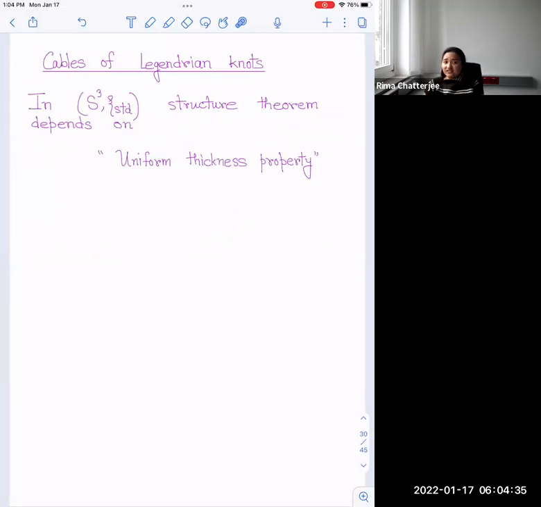Now in S3 standard, the structure theorems for cables and the Whitehead doubles depend on a property known as the uniform thickness property. Before I tell you what this uniform thickness property is, I'll give you the statement of the theorem, and see how important it is in their theorem.